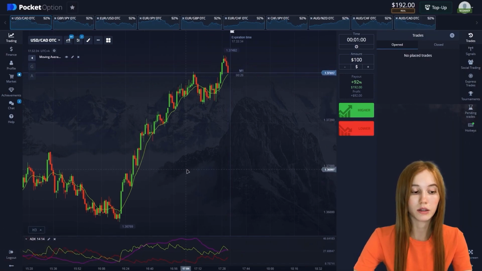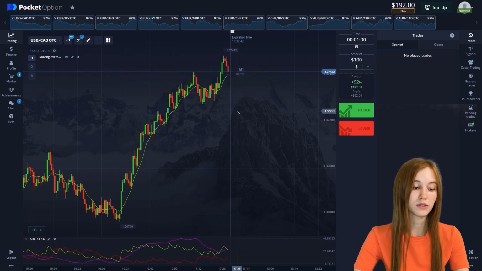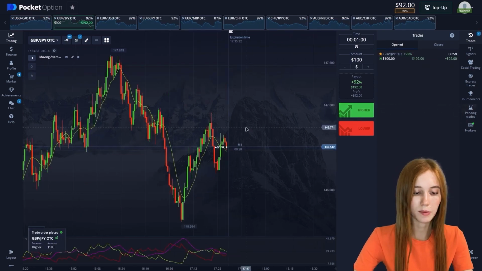Unfortunately, it took me a long time to explain, but we see that the balance has become greater. It's currently 192. And next currency pair, let's open for an increase.